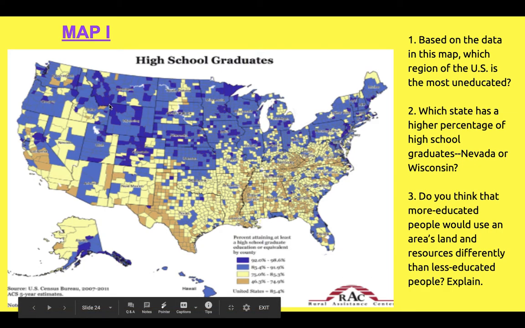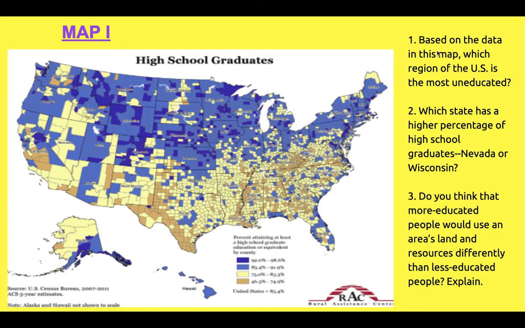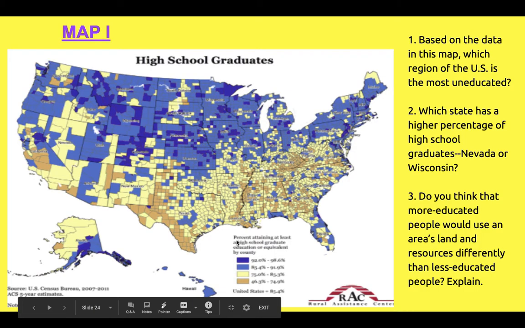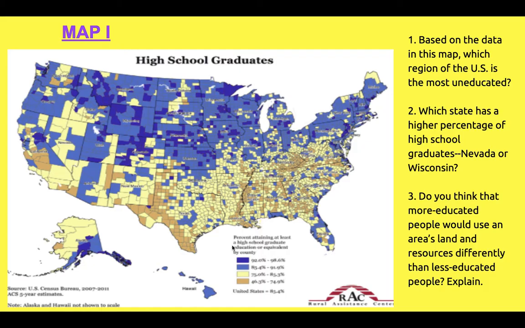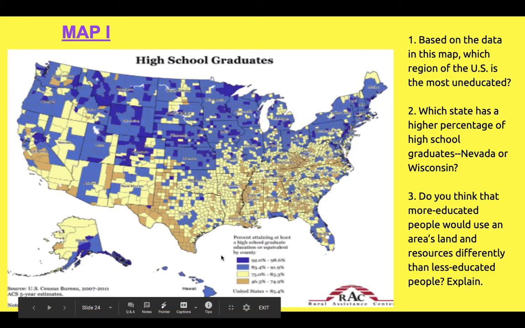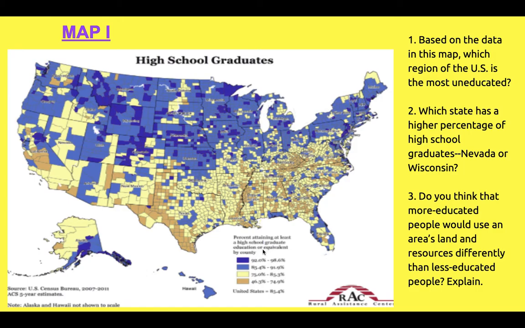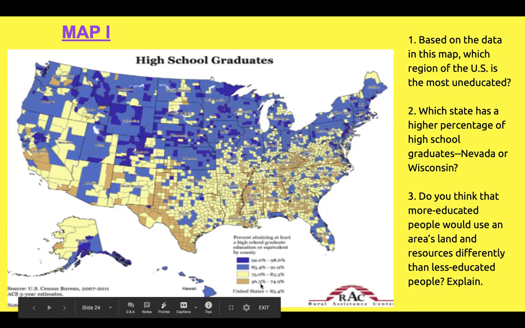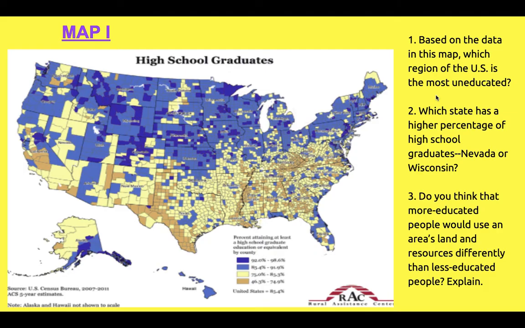Next is map I, high school graduates. You'll have 3 questions about high school graduates on the Google form. Based on the data in this map, which region of the US is most uneducated? So you'll notice this key down here, which talks about the percent attaining at least a high school graduate or equivalent by county. And so the lighter numbers are the lower percentage, and as we get darker, it's the higher percentage. So based on the data on this map, which region of the US is most uneducated?